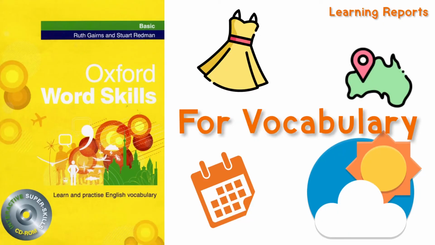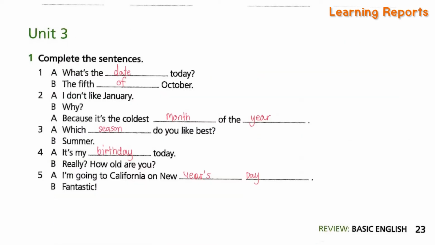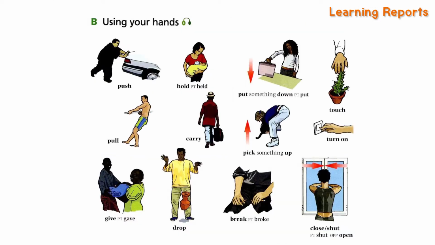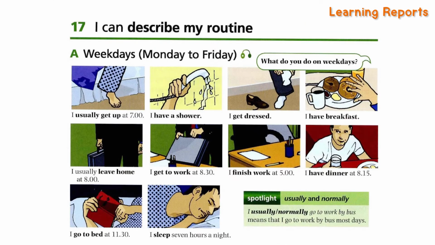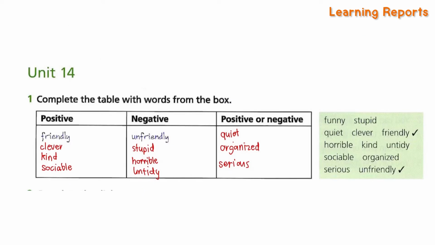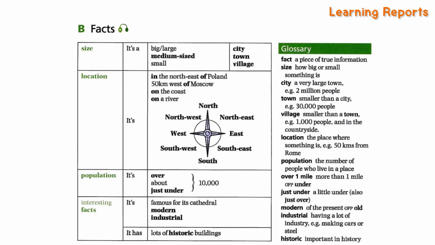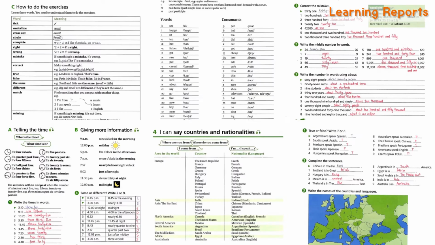For learning vocabulary from Oxford Word Skills, I have learned a lot of vocabulary such as days, countries and nationalities, and parts of the body. I can describe personal information, describe routine. I can say how I feel. I learned to talk about directions, and these are some examples that I did in this part.